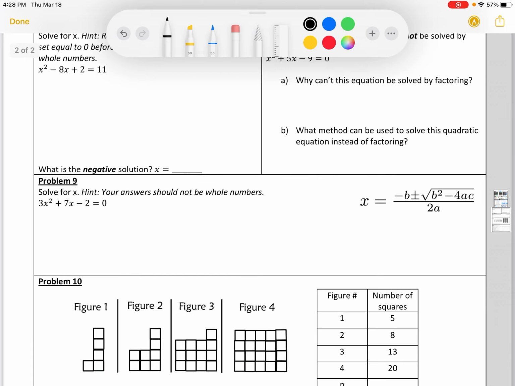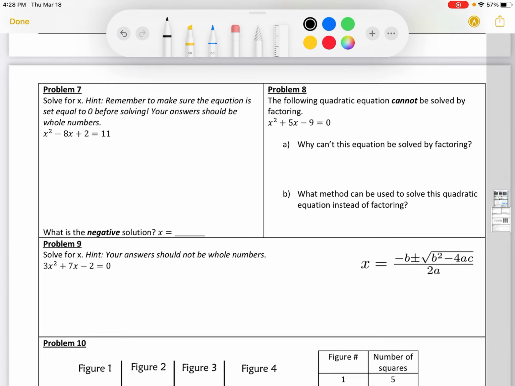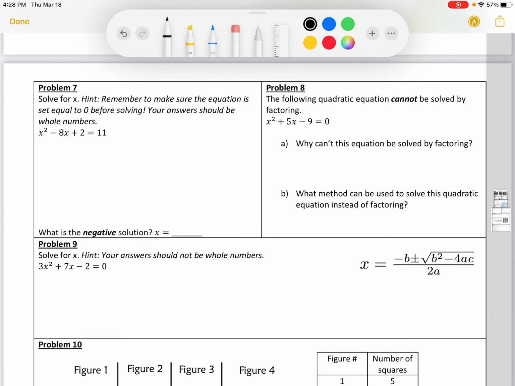All right, on to the second page. Second page says, problem 7. Solve for x. Hint, remember to make sure the equation is set equal to 0 before solving. Your answer should be whole numbers.